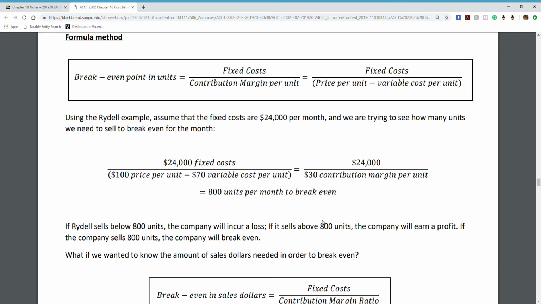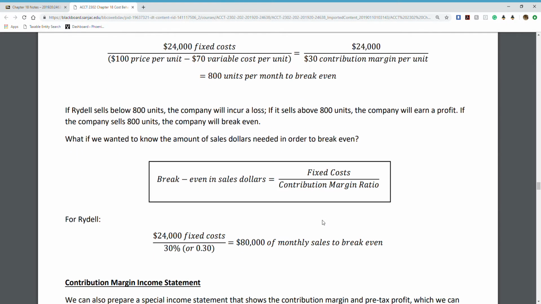Okay, so that basically means if we sell less than 800, we're going to incur a loss. We're not going to be able to cover our costs. But if we sell above 800, we'll make a profit. So that makes a good goal. But if we do just only sell 800, then that basically means we break even.